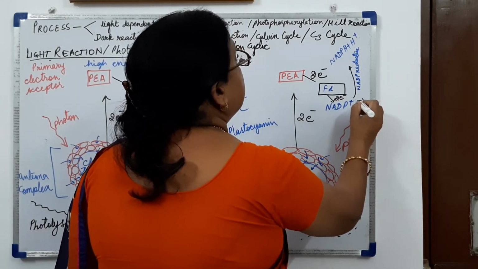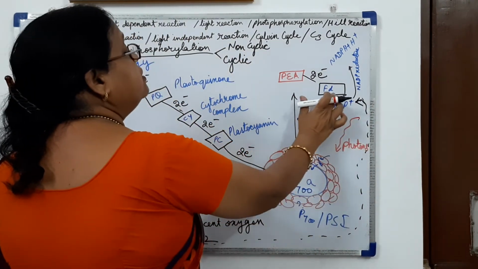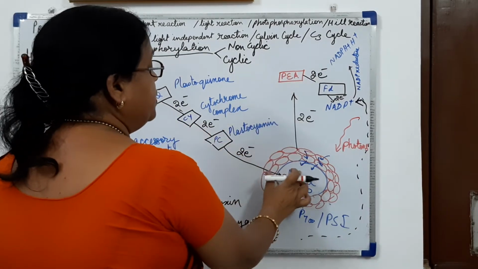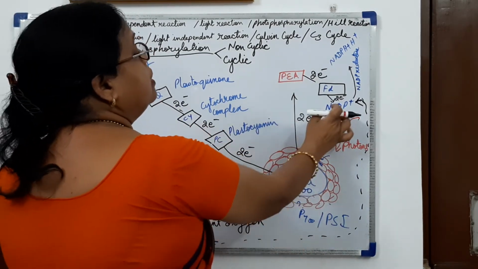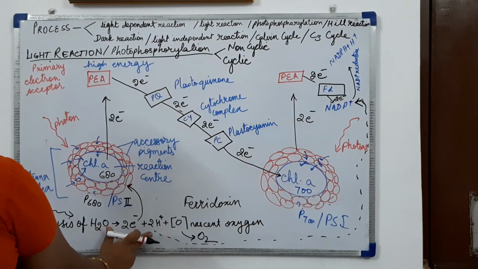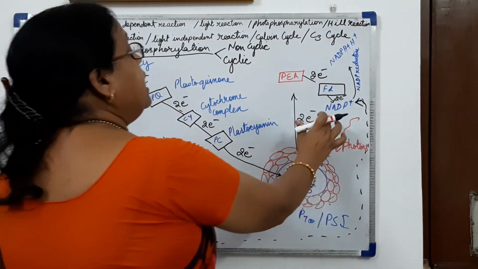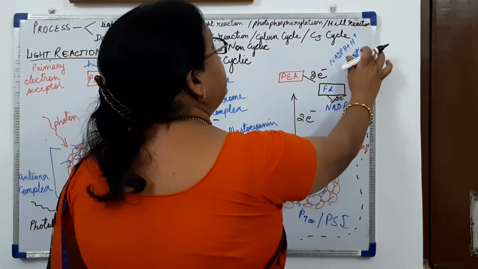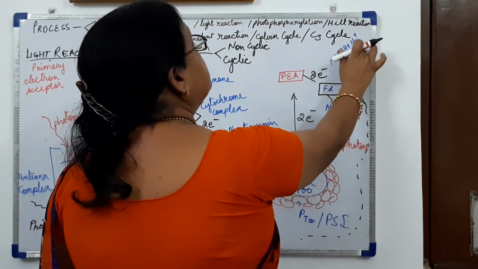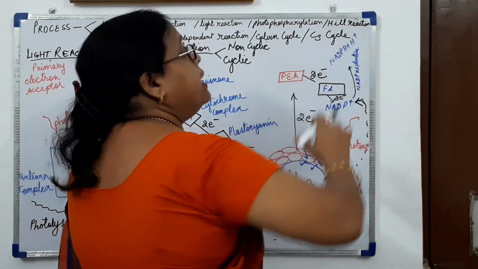the NADP, and with the help of energy of 2 electrons released by pigment system 1, this NADP will combine with hydrogen ions given by photolysis of water, and in the presence of NADP reductase, it will be forming NADPH2, or we can write NADPH and H.